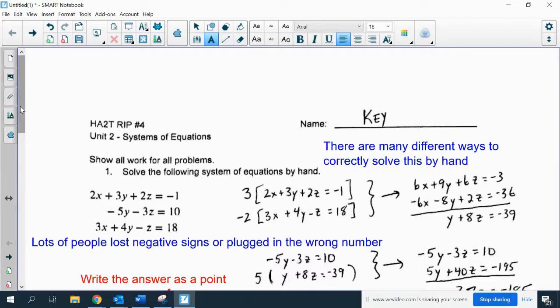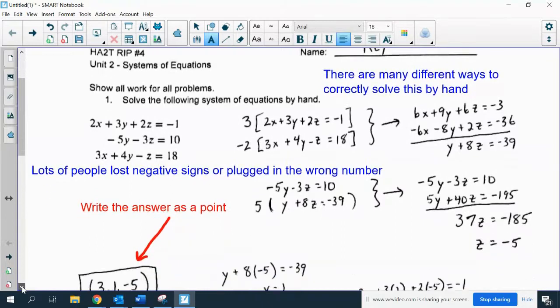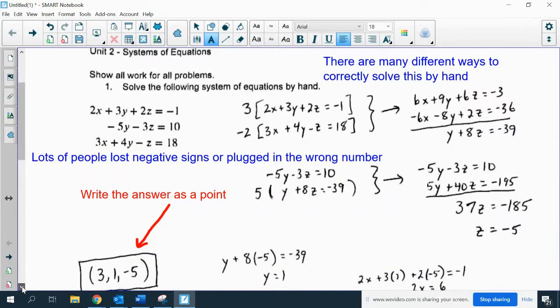This video goes over common mistakes on RIP4. There weren't very many mistakes. There are a lot of different ways to solve number 1 by hand, so if yours isn't exactly the way the answer key looks, that's okay.